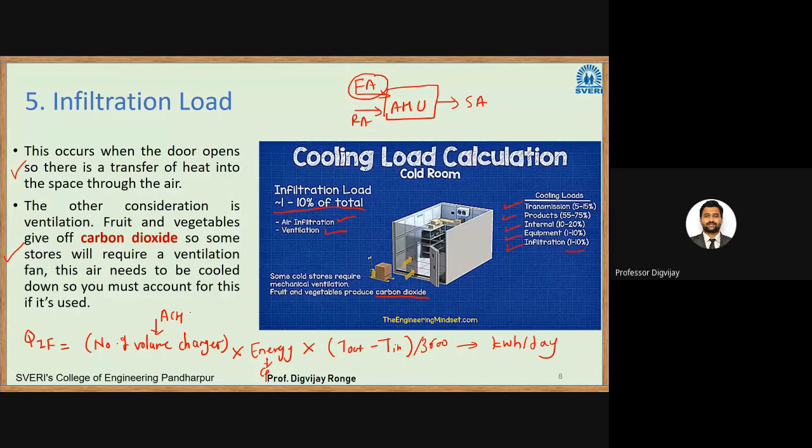What I am doing here, I am first considering some ACH. ACH means number of air changes per hour. That means how many times the volume of the room is replaced with fresh air in a day, that is air changes per hour. Then energy, that is the specific heat of that air into its density, this value into delta T, that is T out minus T in divided by 3600. So that will give you the value in terms of kilowatt hour per day. Okay.